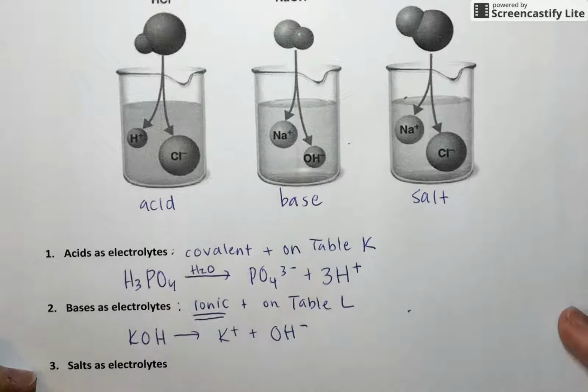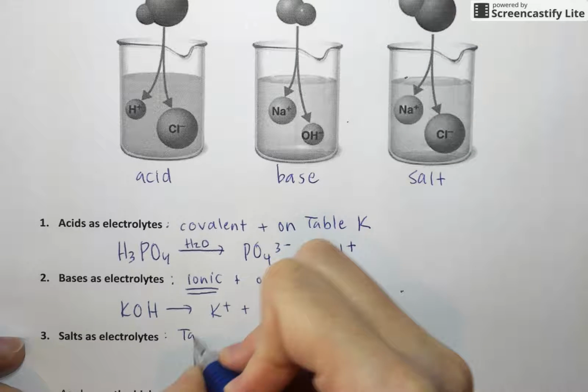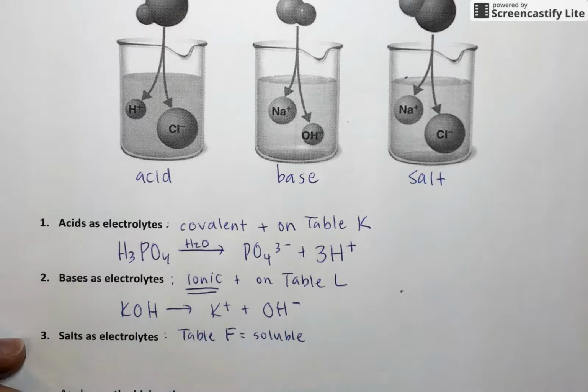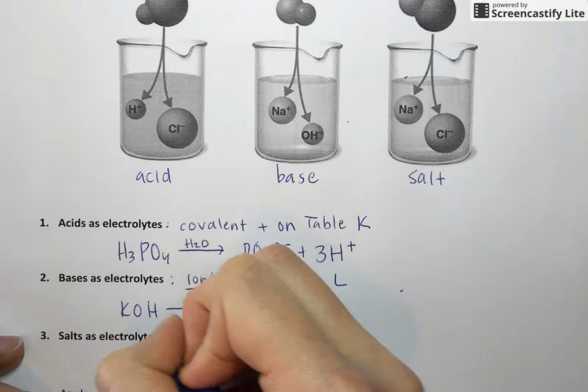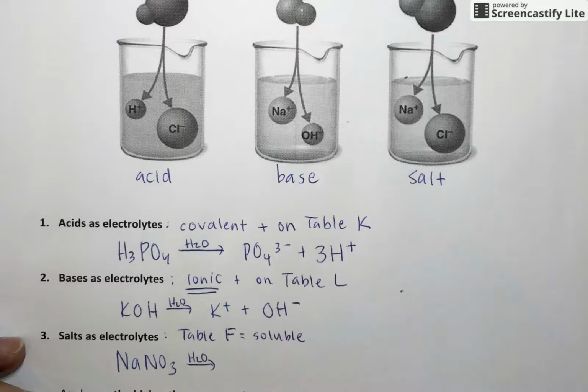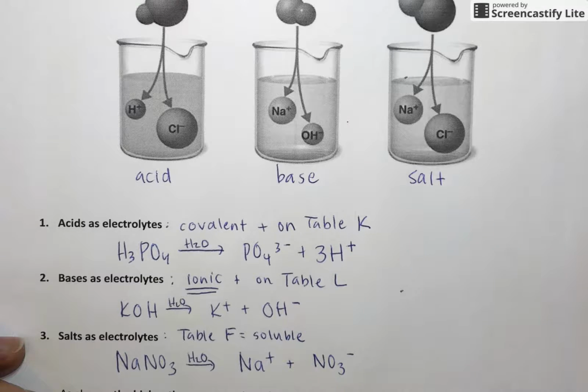So they are electrolytes. And just kind of as review, salts on table F, anything classified as soluble is going to be an electrolyte. So something like maybe, I don't know, NaNO3. If I dissolve that in water, that's going to break apart into my sodium ion, and then NO3-, which is the nitrate ion from table E. So again, we've created 2 mobile ions. Anytime we dissolve and form mobile ions, we've got ourselves an electrolyte.